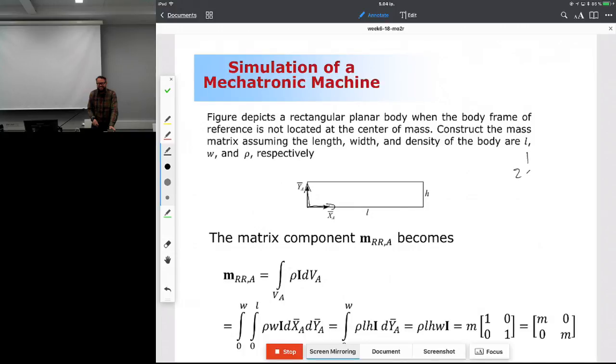Scalar, 2 by 2, 3 by 3, 6 by 6? 3 by 3. Correct. Is this going to be diagonal, or is there going to be something off diagonal? Diagonal? So you're saying that this is diagonal? No, it's not. Because the component that couples the translation and rotation will be not 0 in this case. Why? Because the body reference coordinate system is not located in the center of the mass.